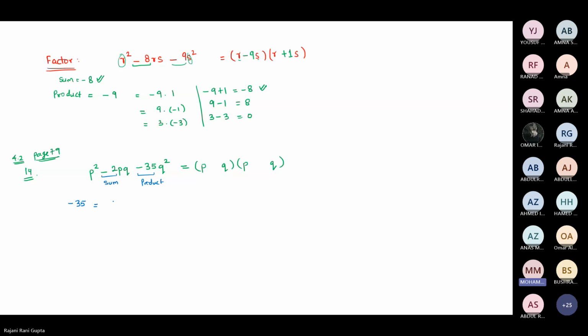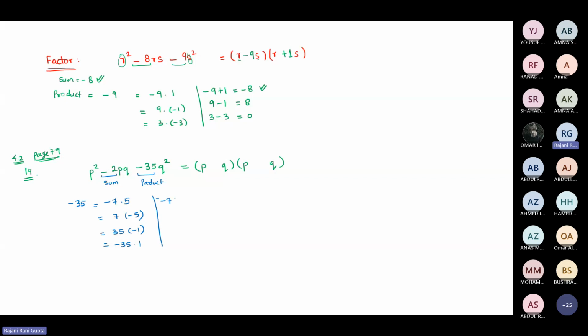Minus 7 multiplied by 5. Minus 7 multiply 5, because for 35 you have 7 and 5. Okay, or you can write 7 times minus 5. You can also write 35 times minus 1 or minus 35 into 1. You can always pair up any number with 1, but you have to check which one is working for you.